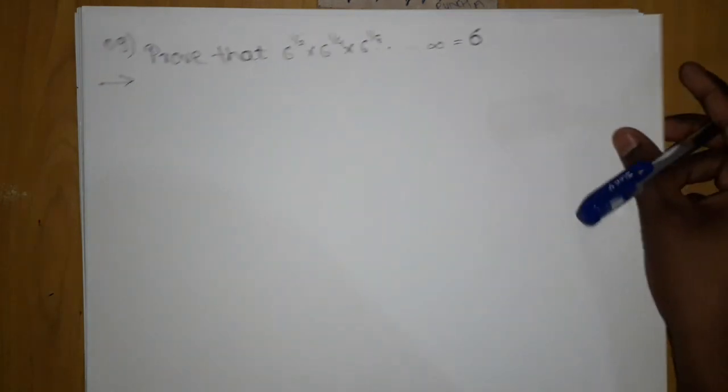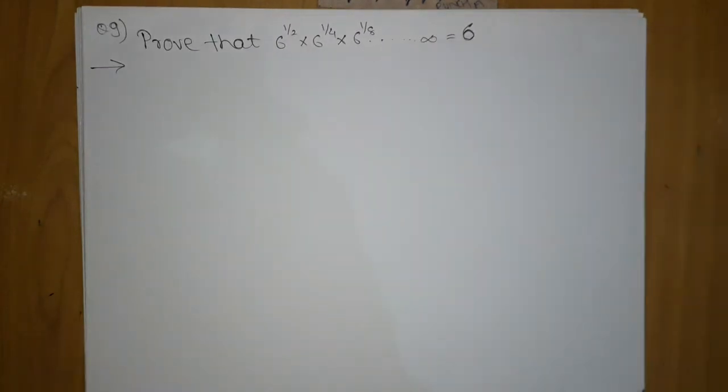This question is question number 9. Okay, question number 9 says prove that 6^(1/2) into 6^(1/4) into 6^(1/8) till infinity is equal to 6.